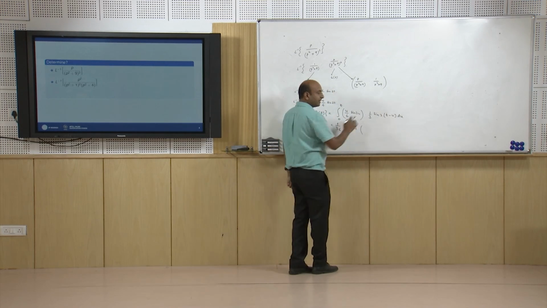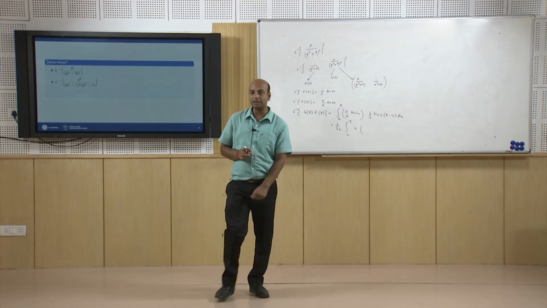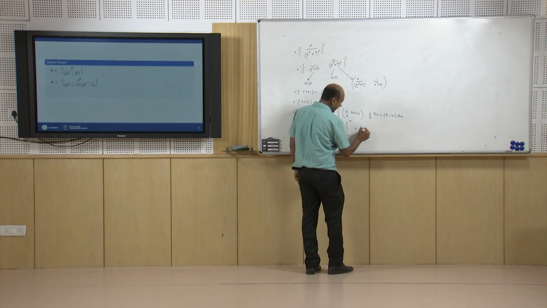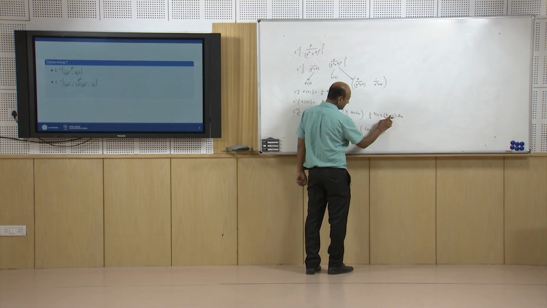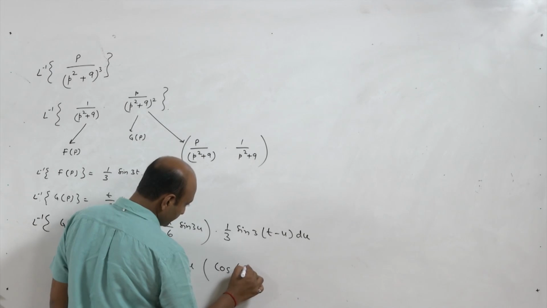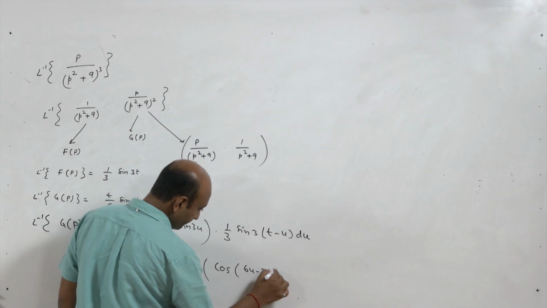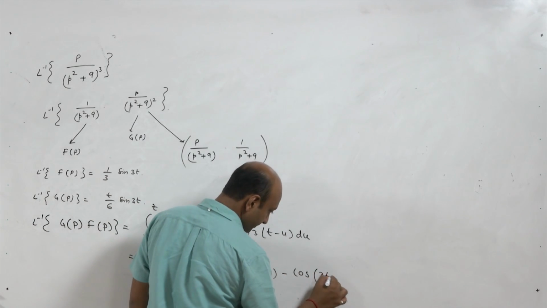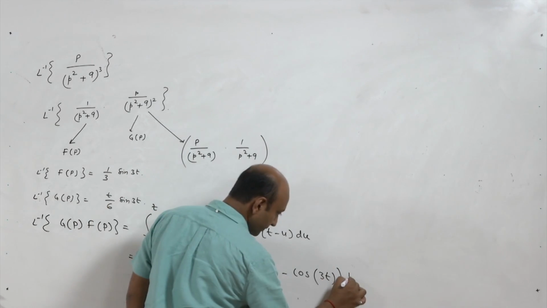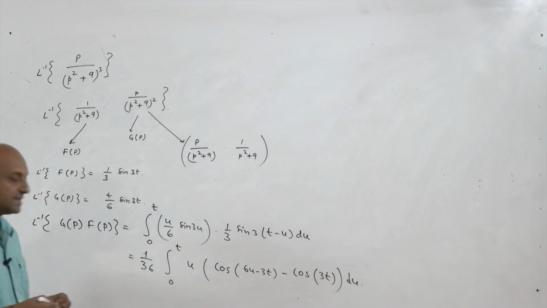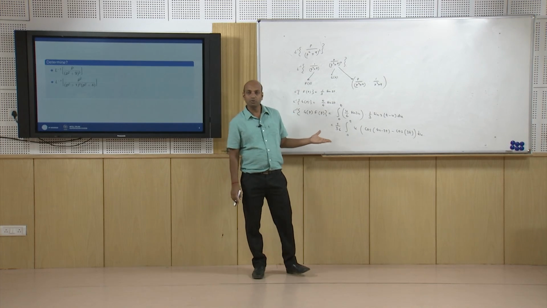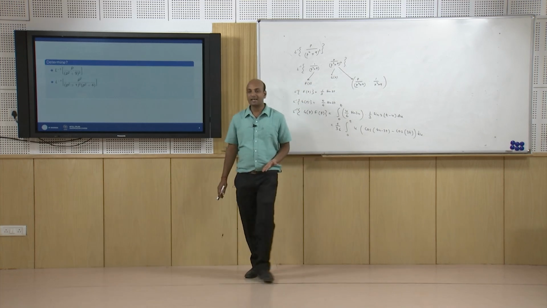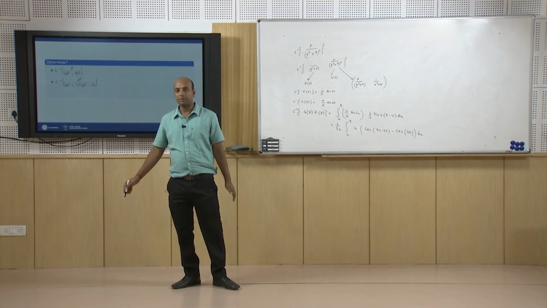You again multiply and divide by 2 to integrate this. So, it is 1 by 36, integral from 0 to t of u. Now, when you multiply and divide by 2, it is 2 sin a sin b, which is nothing but cos a minus b minus cos a plus b. So, cos a minus b is 6u minus 3t, and minus cos a plus b. So, a plus b is nothing but 3t, into du. Now, this you can easily integrate using the method of integration by parts, and you can easily find out Laplace inverse of the first problem.